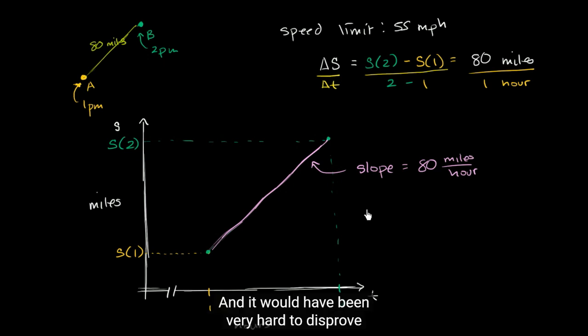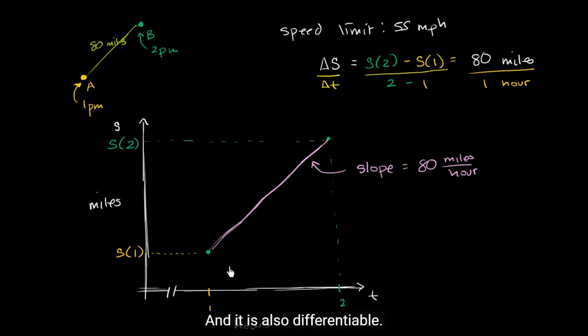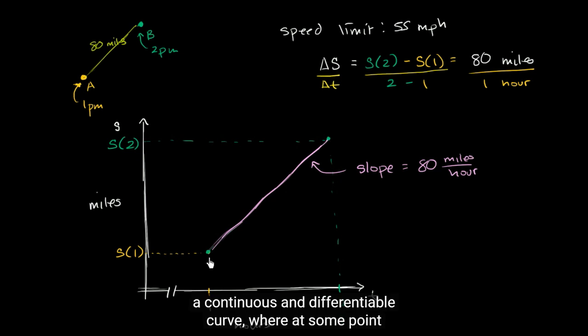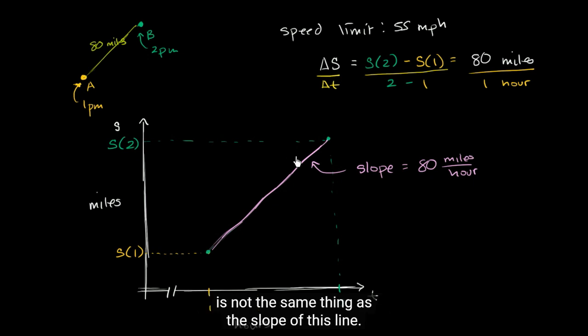And it would have been very hard to disprove because your position as a function of time is definitely continuous and differentiable over that interval. It's continuous. You're not just getting teleported from one place to another. That'd be a pretty amazing car. And it is also differentiable. You always have a well-defined velocity. So I challenge anyone to try to connect these 2 points with a continuous and differentiable curve where at some point the instantaneous velocity, the slope of the tangent line, is not the same as the slope of this line. It's impossible. The mean value theorem tells us it's impossible.